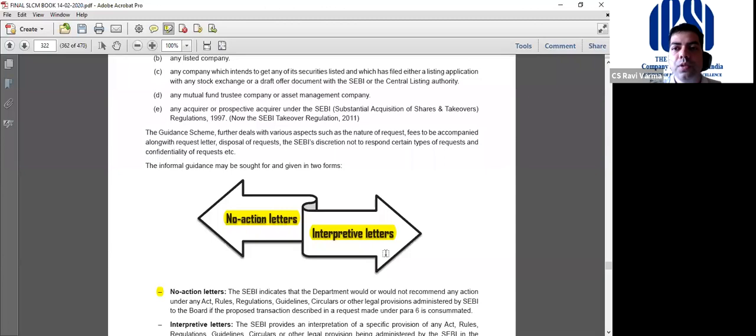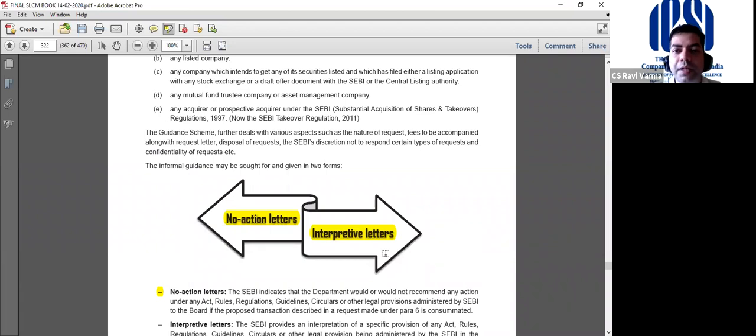These two are issued by SEBI. Why will SEBI issue them? There is a process under the Informal Guidance Scheme 2003. You need to write to SEBI along with the fees. SEBI also takes a fee; a particular fee is defined. They will take this fee and your request. Then after examining your details and your fees, they will give you these letters that will help you in your future.